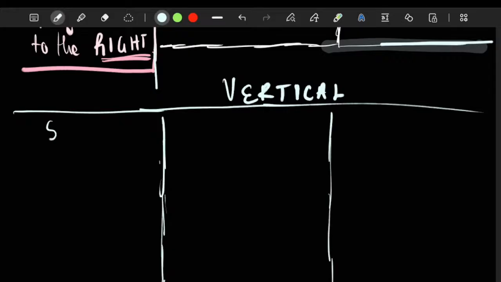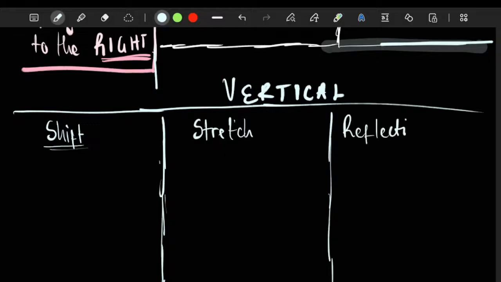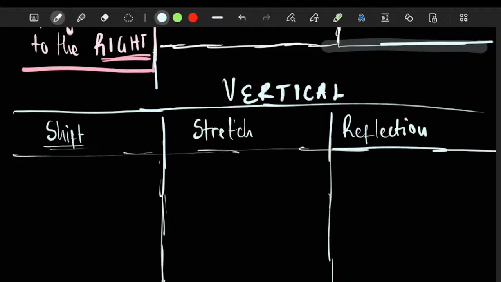And we have the three, which is going to be shift, which was the same as translation. Then we have stretch, which is the same as enlargement. You can make something smaller, or stretch it to make it taller, when it stretches up and down, or stretches to the right and forward, or whatever. Then lastly, you are going to have reflection. So these are the three transformations: shift, stretch, reflection.